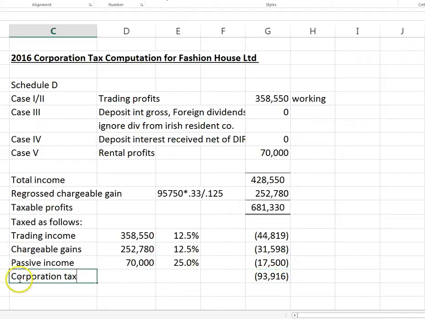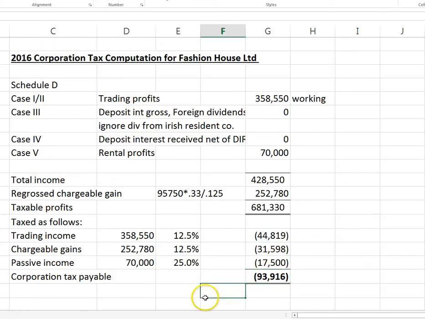So that's the corporation tax payable, 93,916, and that's the end of that question.